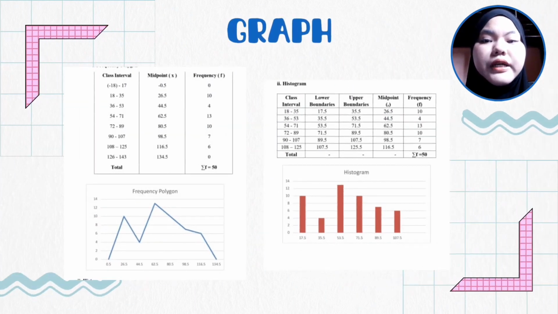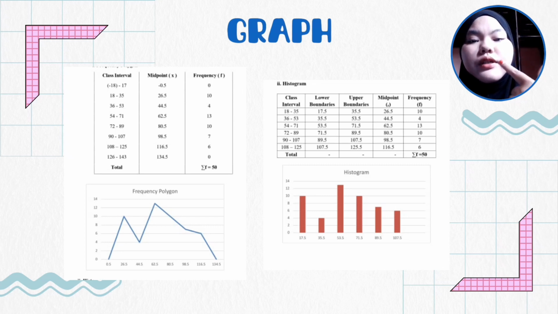Graph. In this part, we choose two graphs: frequency polygon and histogram. Okay. In the frequency polygon, we have the class interval, midpoint, and frequency. So, I will explain how to find the midpoint: lower class limit plus the upper class limit, divided by 2. While for the histogram, we use the class interval, lower boundaries, upper boundaries, midpoint, and frequency to create the graph.